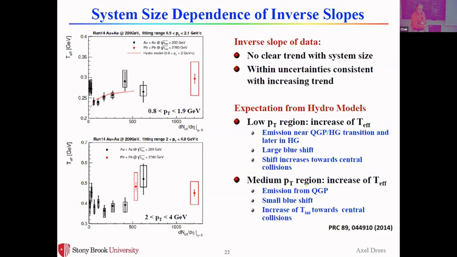And when you compare that to expectations from hydro models in the low pT region, you would expect an increase of the T effective. And indeed, this example here shows such an increase because most of the emission is sort of near the transition region or after, but the blue shift has a centrality dependence. And that should be shifted more dominant towards more central collisions.